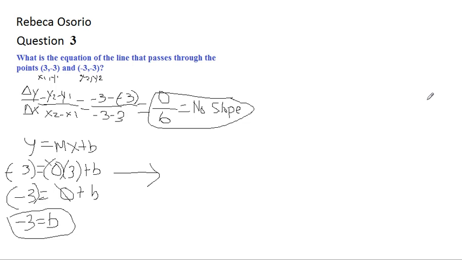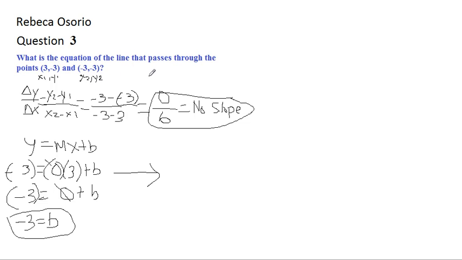This is question number 3, and it says, what is the equation of the line that passes through points (3, -3) and (-3, -3)? So basically what we're going to do here first is find the slope. So I went ahead and labeled the points. We're going to label one point x1 and y1, the other point x2 and y2.